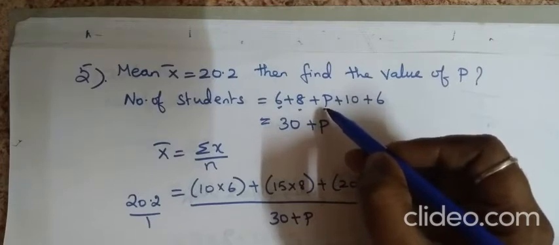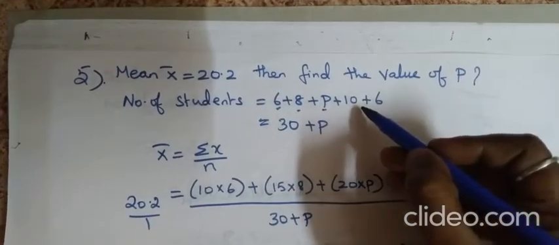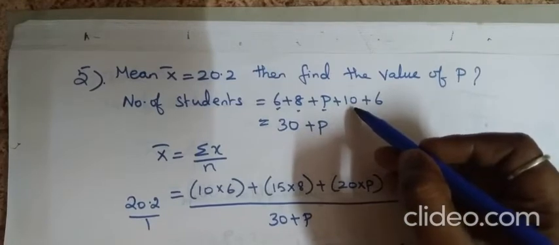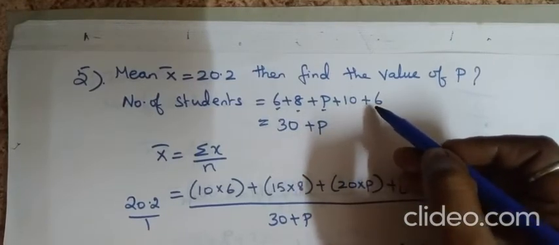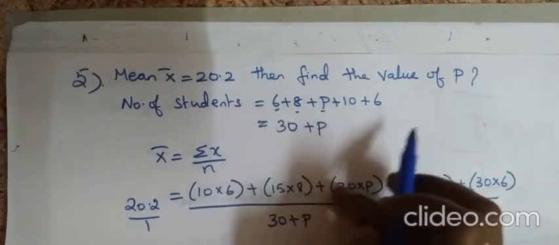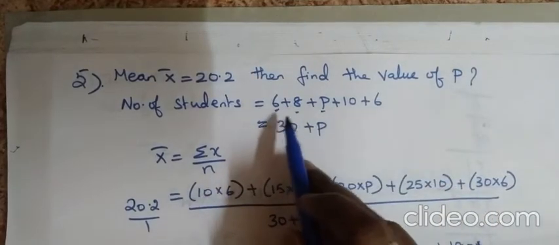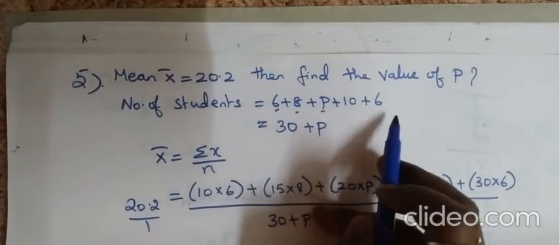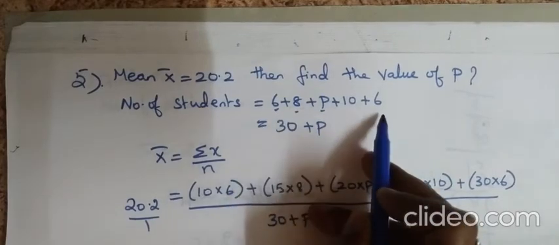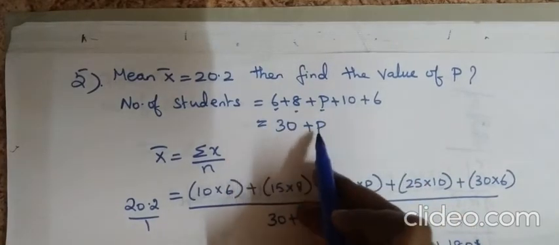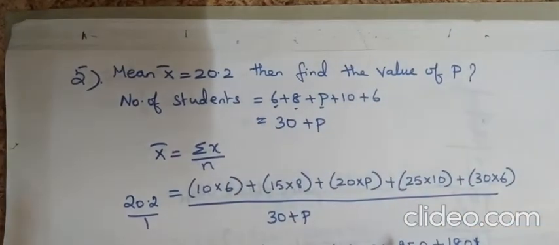Those students' mark is 20. 20 marks they got. So how many students, we are going to find out. Then 10 students got 25 marks. Then 6 students got 30 marks. So our number of students value is 6 plus 8 plus P plus 10 plus 6. Adding all the values alone, we get 30. So N value is 30 plus P.